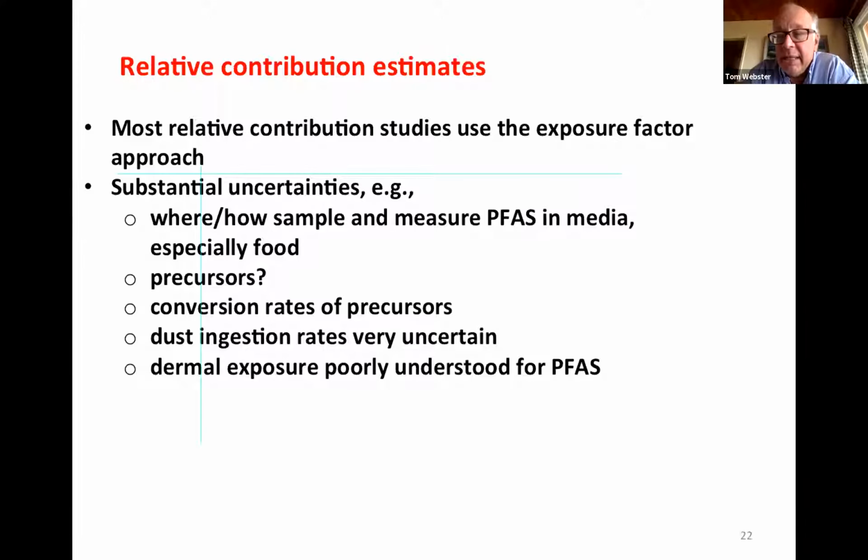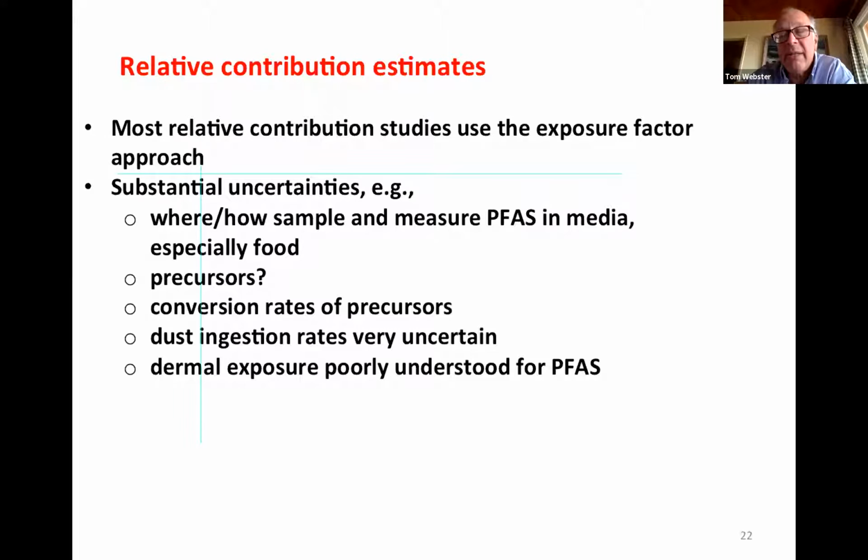Relative contribution estimates, other than that one I just spoke about, almost all of them use the exposure factor approach. In principle, you could do it either way, the epidemiologic approach or the exposure factor approach. Most of them have used the exposure factor approach, and those have very substantial uncertainties. I would say particularly the dietary ones, because it matters a lot where you sample food and how you measure it. So the detection limits are usually not very good, the levels in food are not very good. It's hard to measure PFAS in food.